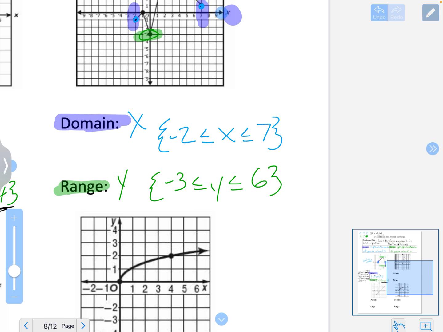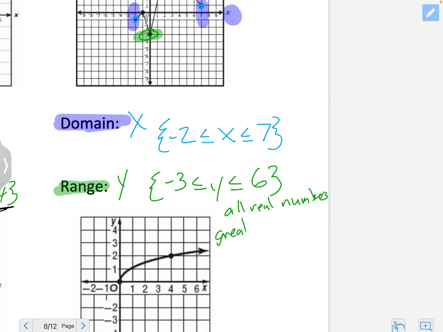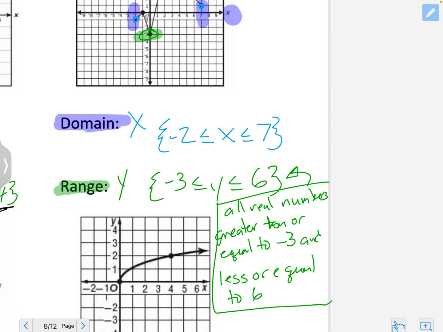So again, if I were to write my range in words, the range is all real numbers greater than, because it's got to be bigger than -3, greater than or equal to -3, and less than, because it's got to be smaller than 6, or equal to, less than or equal to 6. And so those are the words that match this inequality.